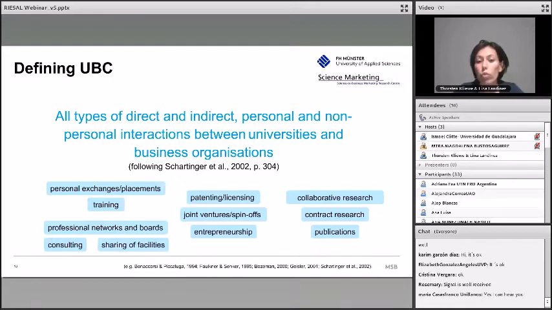to generate new solutions. It could be relationships that are more focused on research, like contract research or joint publications. It could also be some interactions that are more related to creating companies or transferring technologies, for example, spin-off startups, including patenting. Or it could be any other form of interaction, for example, training, placements, industry boards or university boards, sharing facilities, consulting. So UBC allows us to have a whole range of interactions that goes beyond the technology and beyond the knowledge that has been generated previously in the university.